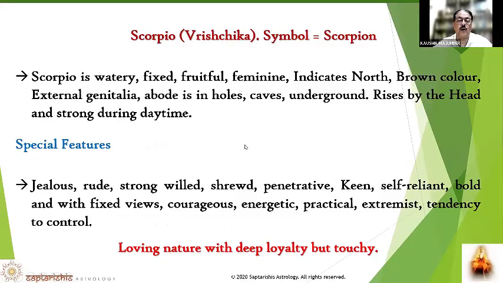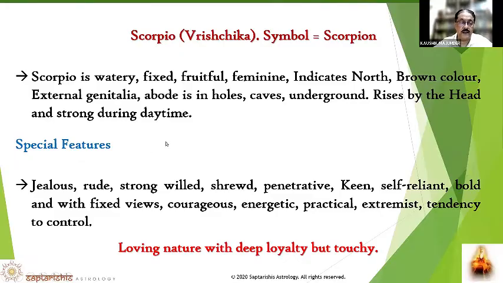Now I come to Scorpio. That is Vrishchik. The symbol is a Scorpio. Scorpio is watery, fixed, fruitful, feminine. It indicates north, brown color. Body part is the external genitalia. Abode is in the holes, caves, and undergrounds. Rises by the head and strong during daytime.